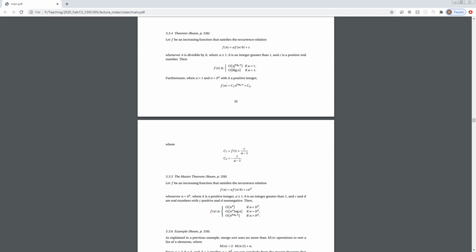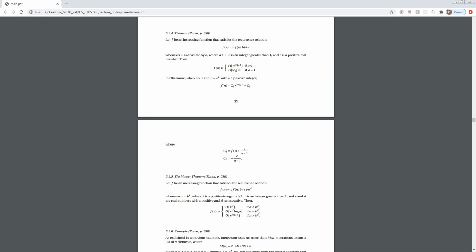Then f of n is on the order of n to the log base b of a if a is greater than 1, or it's of the order log n if a is equal to 1. Our binary search was log n, right, log base 2 of n, where a was 1. This theorem says that's the general case: if it's constant over here, then you throw that away and it's fully determined by what happens over here. If a is 1, then you have something on par with binary search. And if a is greater than 1, then you have something that grows on the order of n to some exponent, where the exponent is the log of a base b.